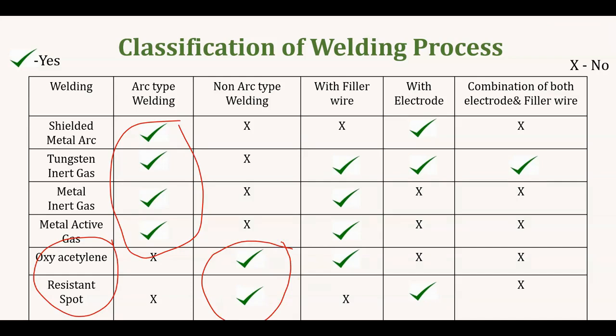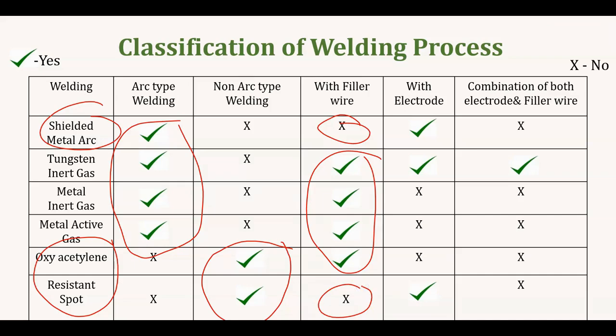And also, this won't use the filler wire, that is, the wire that is melted and deposited over the material. So shielded metal arc won't use any filler wire. Instead, all the other processes will use the filler wire for welding, but resistance welding also won't use filler wire.